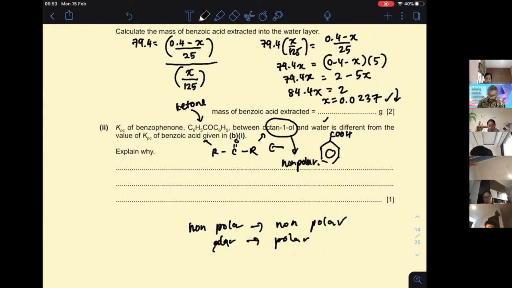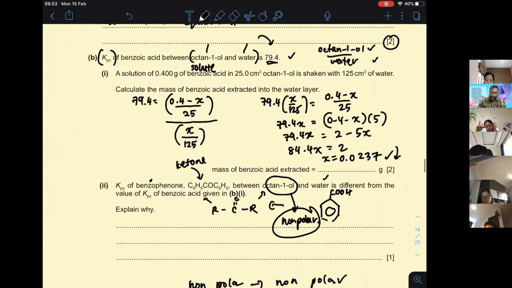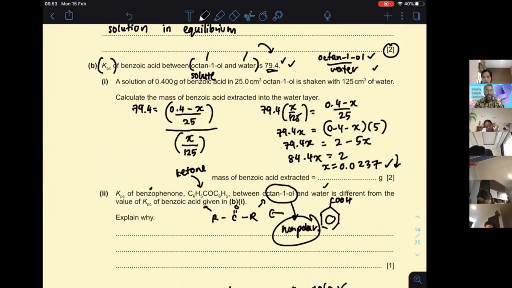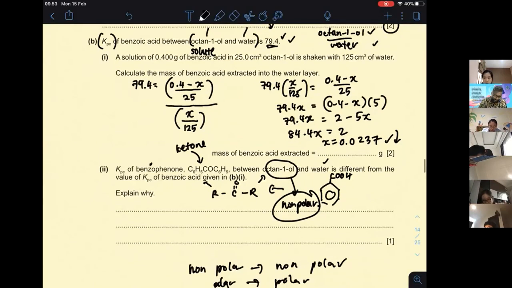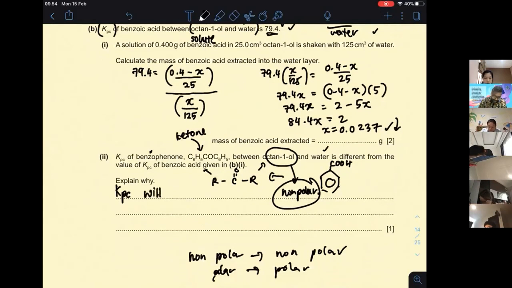And if you compare here, non-polar, and the benzophenone is non-polar, it means that your benzophenone will dissolve more in octan-1-ol compared to water. It means that if you dissolve more, earlier it was 79.4, now your KPC will be expected to be higher. They didn't ask, but I am just going to mention it over here. KPC will be expected to be higher.